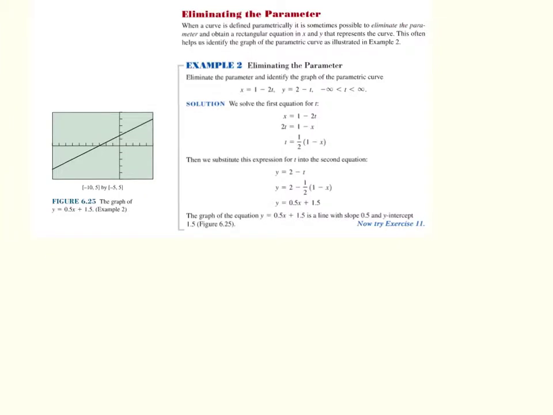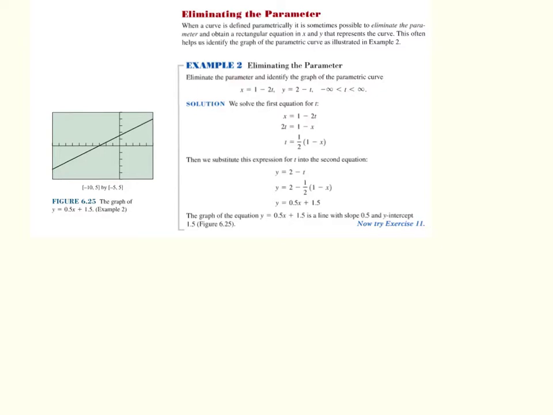Okay, in the next example, we see how to eliminate the parameter. Eliminating the parameter is basically going the other direction. So here we have a parametric equation where the x value is 1 minus 2t and the y value is 2 minus t. Our interval is -infinity to infinity, and so we solved the first equation for t.